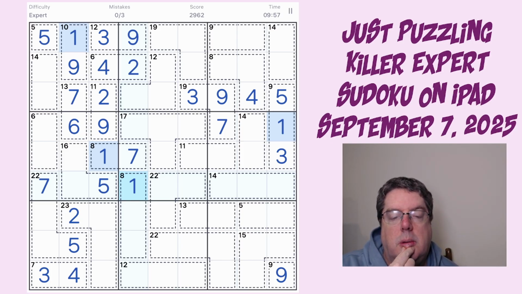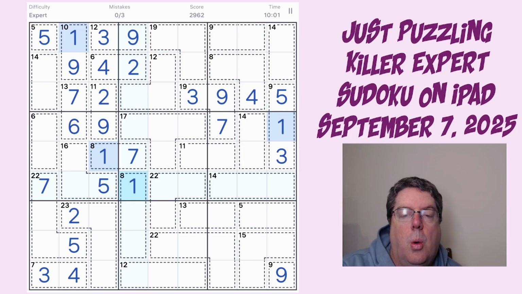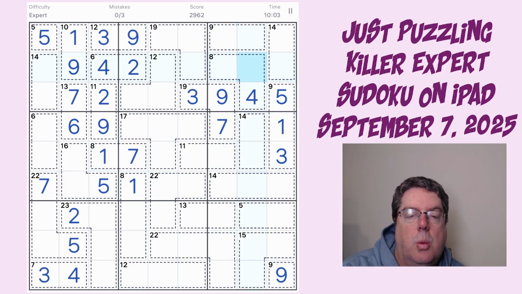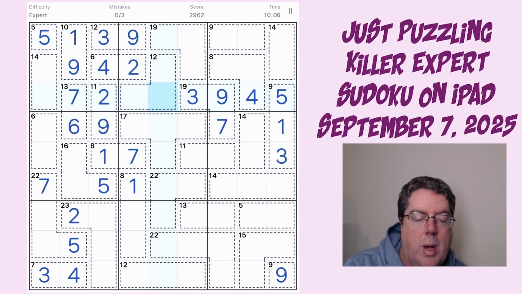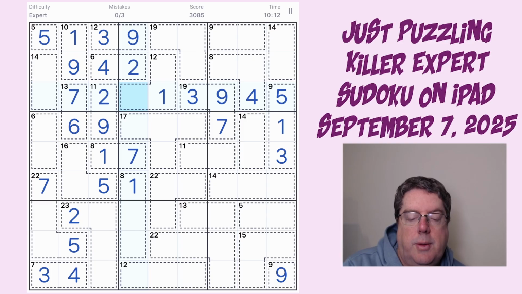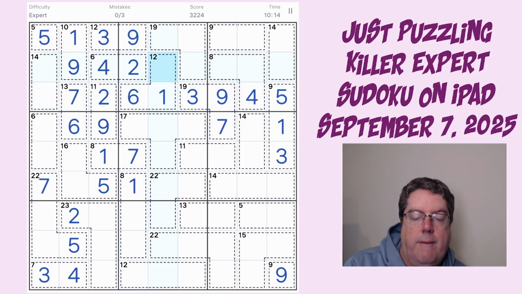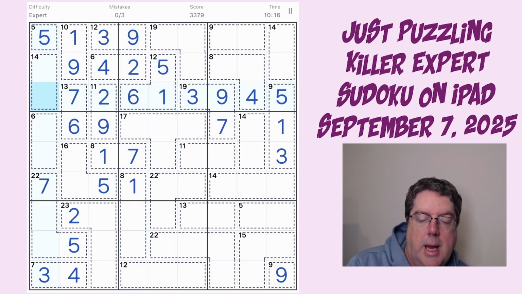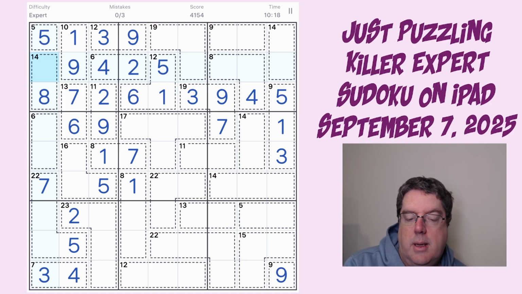So 1 must be here, 1 must be here, 1 must be here, so that's a 1 there. Can't be a 5, so this is 8 and 3 doesn't work, so this is 6 and 5, leaving this to be 8 and 6.